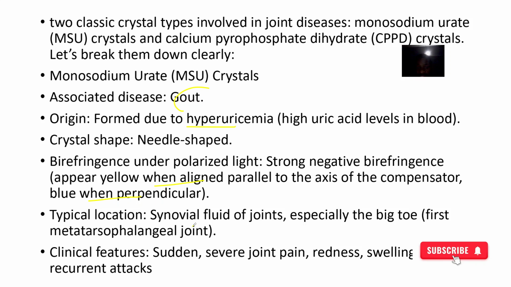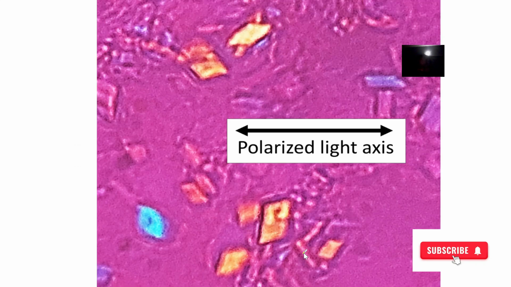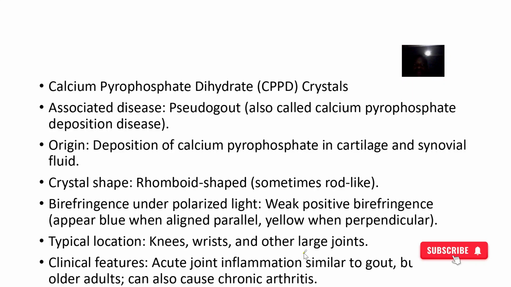The typical location is usually the synovial fluid of joints, especially the big toe. Clinical features are sudden severe pain, and the joint is red and swollen. Do you understand that kind of thing? It reduces the range of motion and the rest of it. You're not able to use that joint like you used to before.